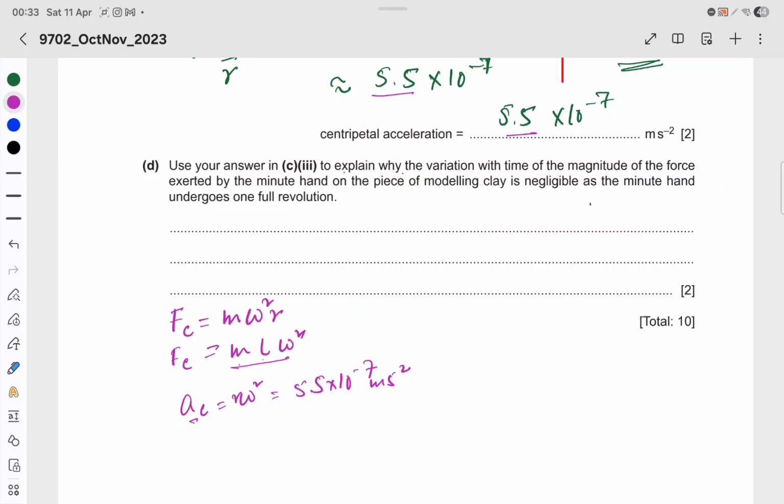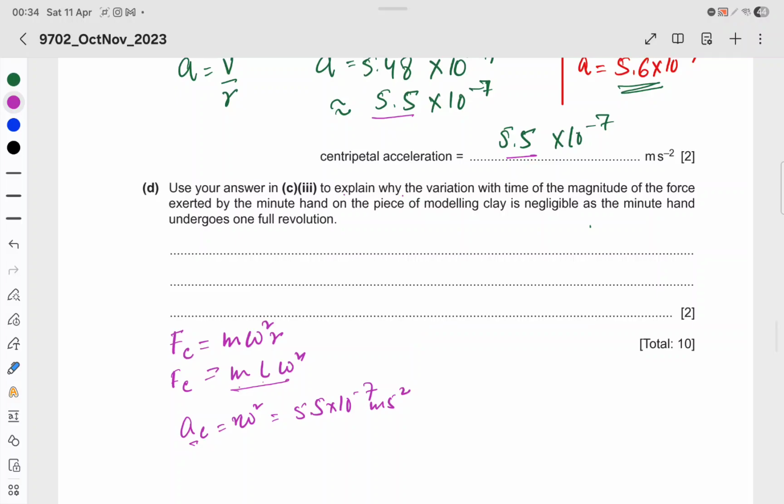So if we are saying force is constant because the speed is constant, we also need to explain that the change in radius is negligible, right? The clay is actually sticking on the minute hand, right? So this may be sticking out, or maybe slipping out. So this is very less, so we are ignoring this change, right?